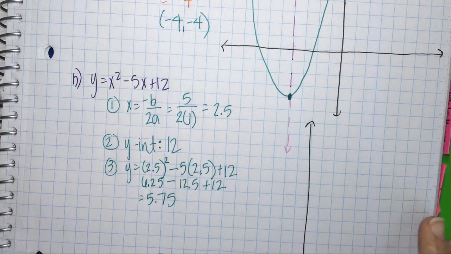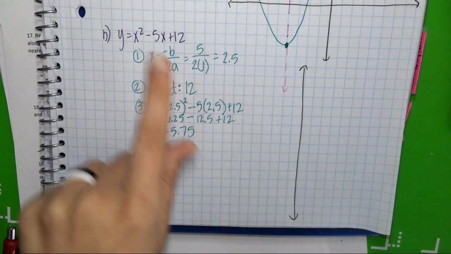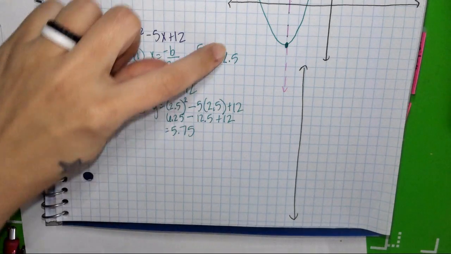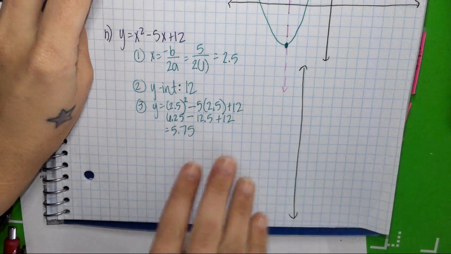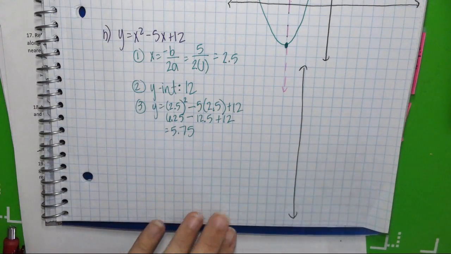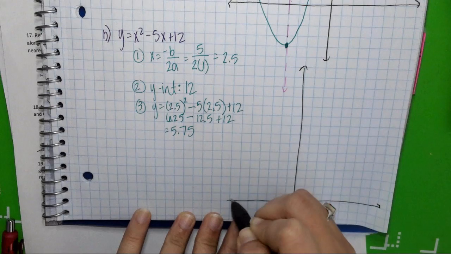Now, Mackenzie, I have a question for you. Our y-intercept is 12, right? And our vertex is at 2.5, 5.75. So do we need any negatives on our graph on the y-axis? So we can make it down here, correct? All right, awesome.